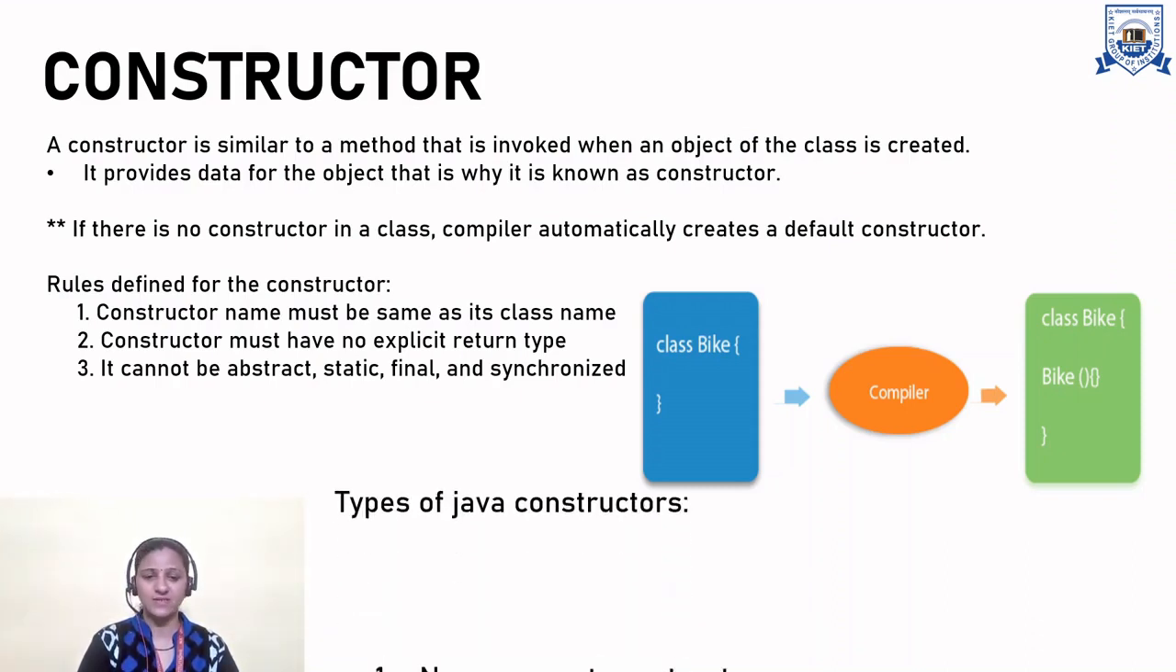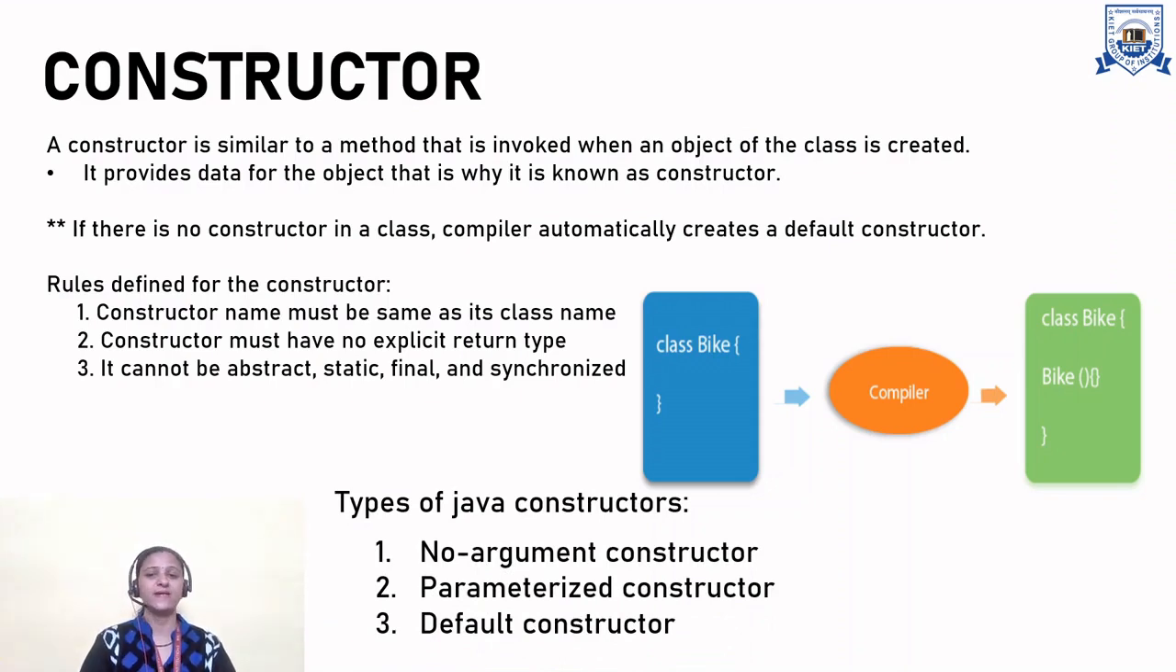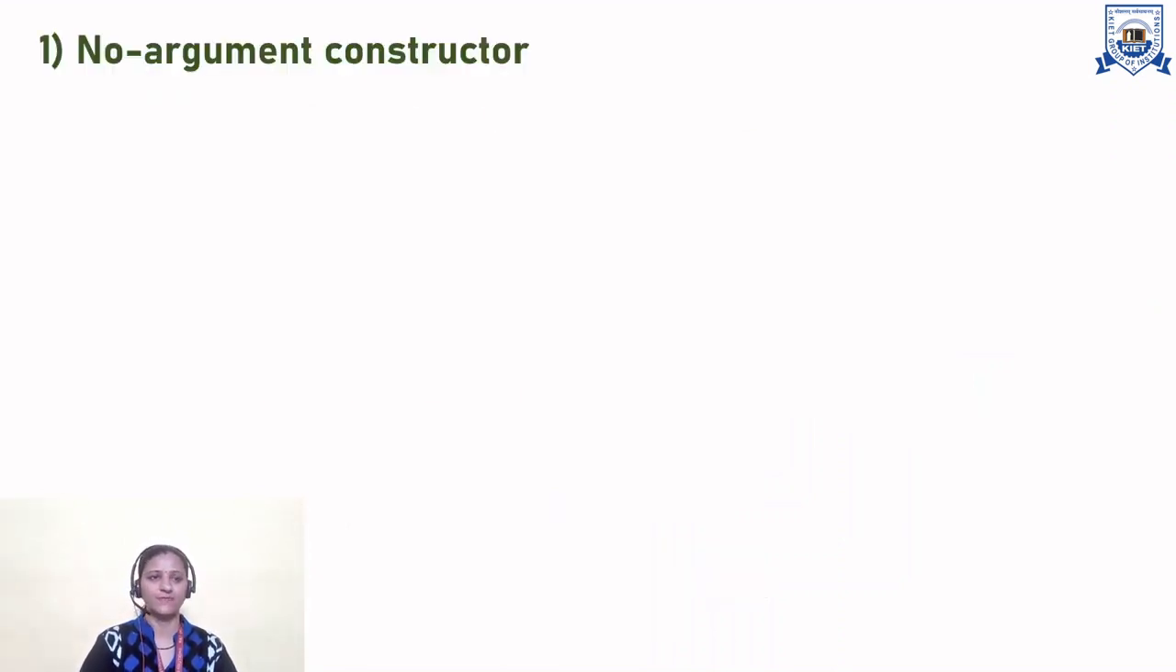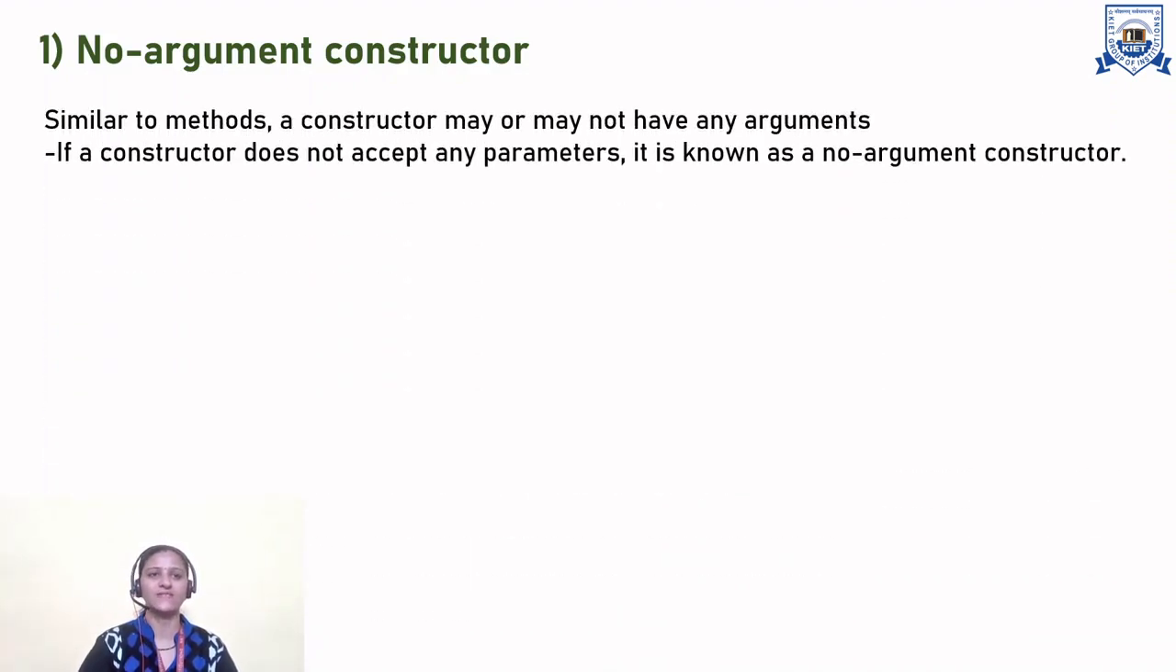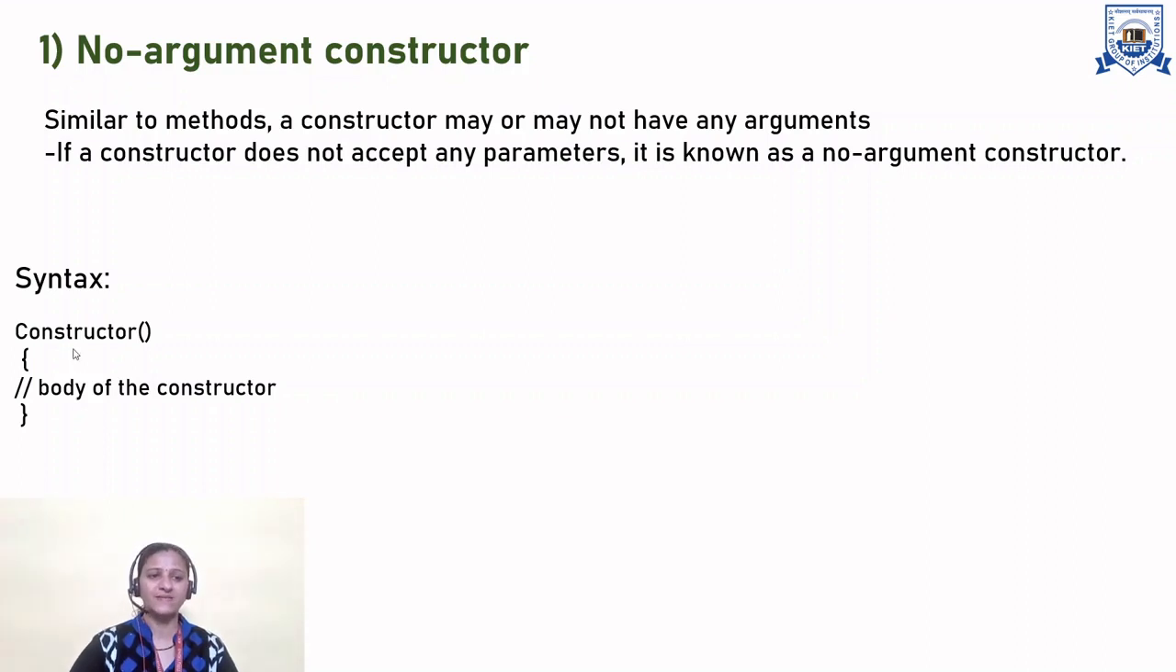Types of Java constructors. There are basically three types of Java constructors: no argument constructor, parameterized constructor, and default constructor. So let's start with the no argument constructor. Similar to methods, a constructor may or may not have any arguments. If a constructor does not accept any parameters, it is known as a no argument constructor.